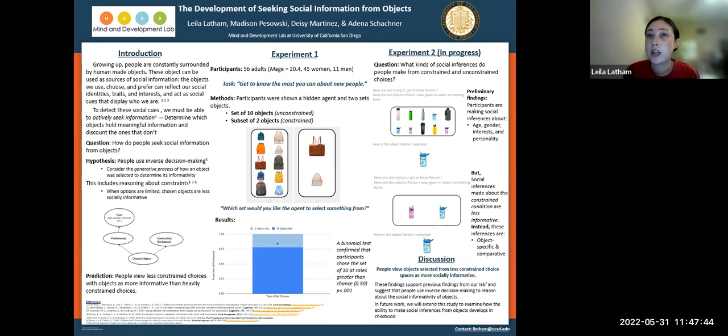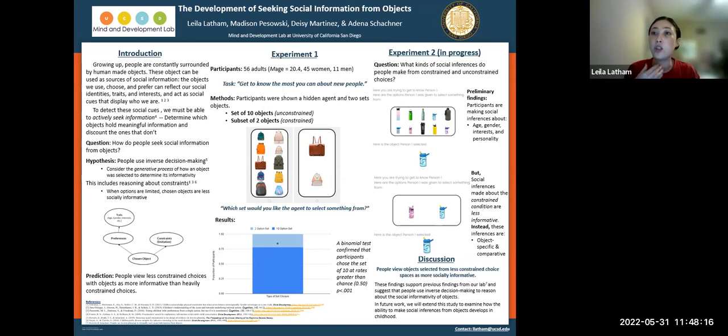Right now, we're in the process of conducting experiment 2. We're expanding on experiment 1 by asking what kinds of social inferences people make from constrained and unconstrained choice spaces. Experiment 2 is almost exactly the same as experiment 1. However, participants were either shown the set of 10 or the set of 2, so it was a between-subject study. And from the set of objects, they were shown an actual choice that was made from the set of 10 or the set of 2. So they were shown what the agent chose.